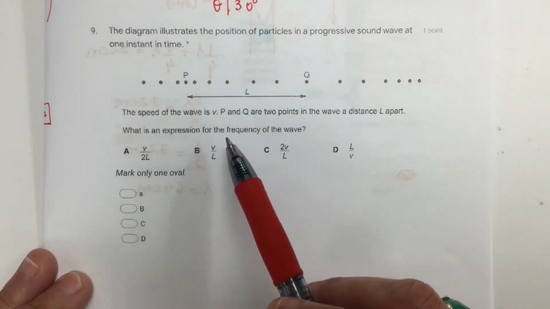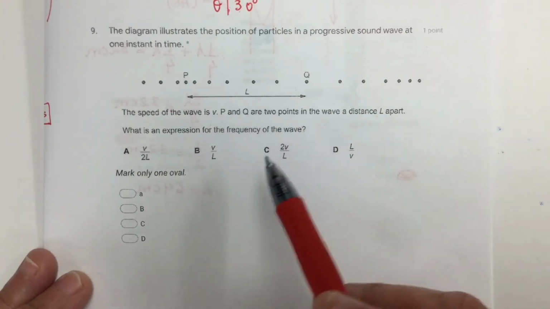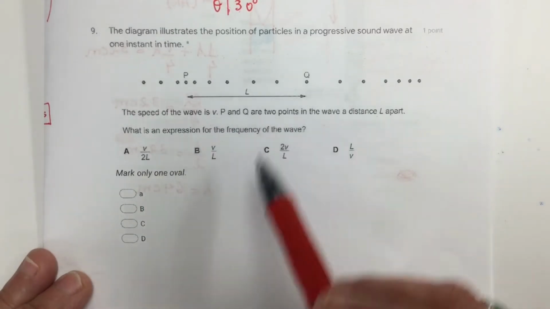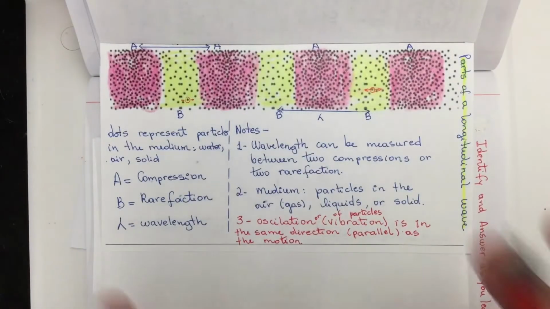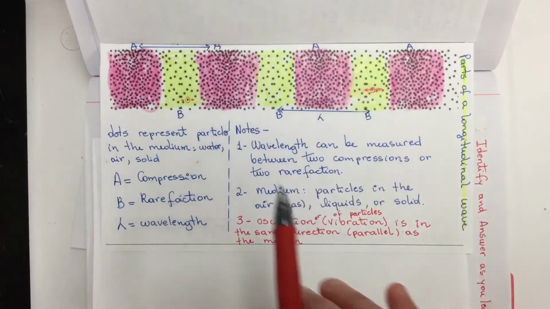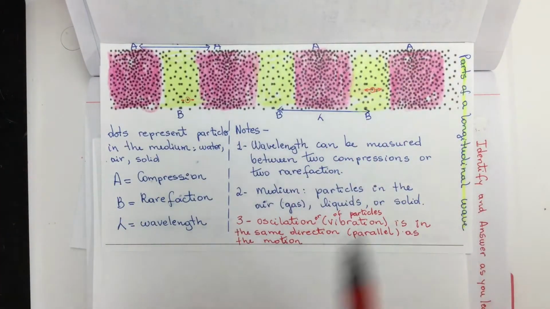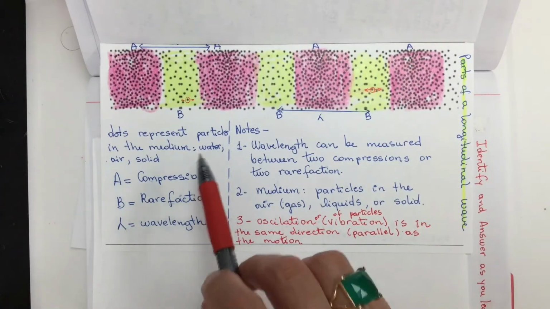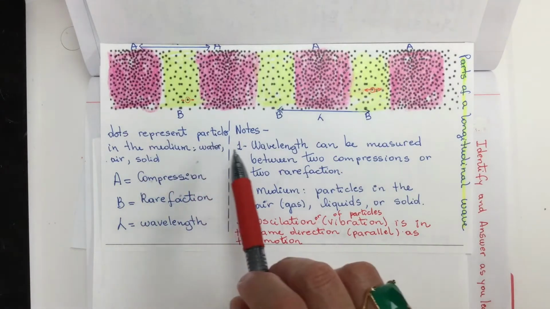What is the expression for the frequency of the wave? And give the options in terms of this length and the speed of this wave. So let's pause right here and review a couple things related to sound waves. Sound waves are mechanical waves, which means they require particles in the medium to carry their energy.